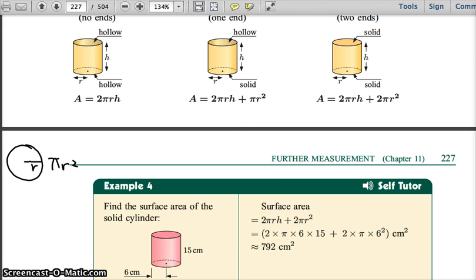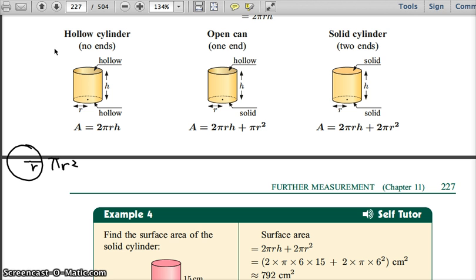We've got a variety of different cylinders here. The cylinder at the start is a hollow cylinder with no ends. What's an example in life of a hollow cylinder with no ends? A pipe, a tunnel, toilet roll. It's got no ends, it's hollow, and you can go straight through it. For that reason, guys, there is no pi r squared formula in there.